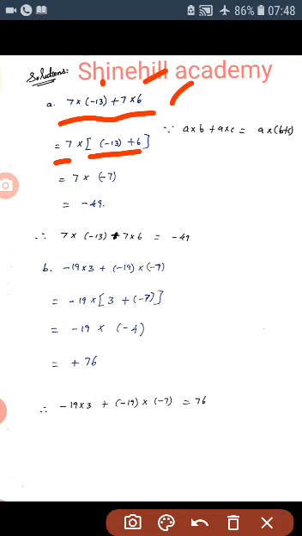Using the property, I can write it the other way: a into b plus a into c equals a into b plus c. The two terms have a common, so take a out, and the other factor is b plus c. Next, 7 into, and simplify the bracket: minus 13 plus 6.